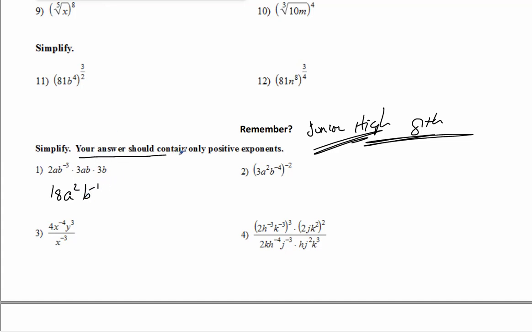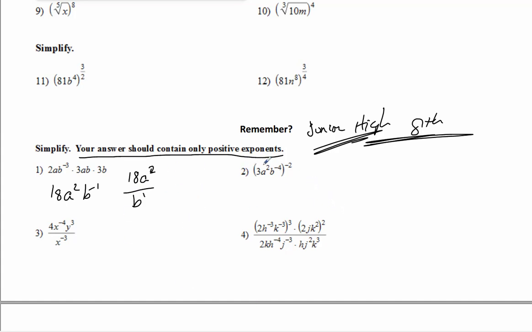But your answer should contain only positive exponents. Well, that's a negative. Hopefully you remember that a negative exponent shifts to the bottom. So it's 18a squared over b to the 1. Or just b. You don't even need to write that 1. Now, again, we'll have more practice on these, so if you forget how to do them, that's okay. And on the next page, you'll actually see that there are some rules that we'll go through as a quick refresher.